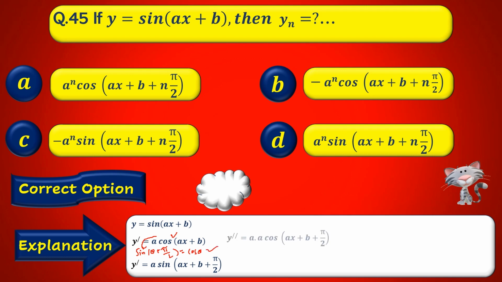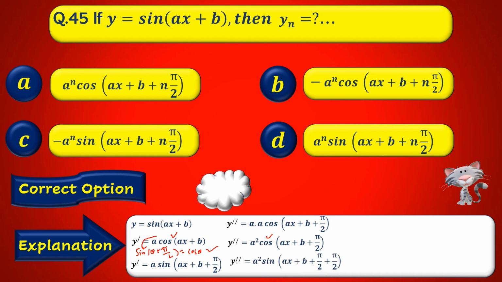Now we find the second derivative, which is a square cos of ax plus b plus pi by 2. Now we again convert this cos into sine and we get y double dash is equal to a square sine of ax plus b plus pi by 2 plus pi by 2. Another pi by 2 has been added. So it becomes y double dash is equal to a square sine of ax plus b plus 2 into pi by 2. Note that if we take a second derivative, the power of a is 2 and 2 is the multiple of pi by 2.